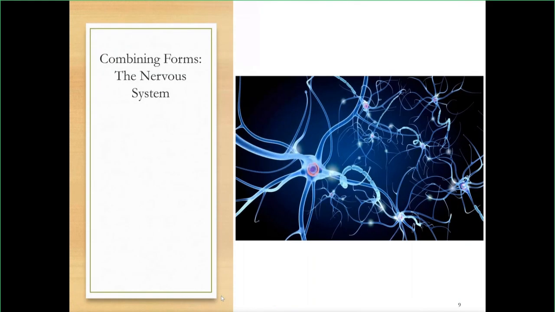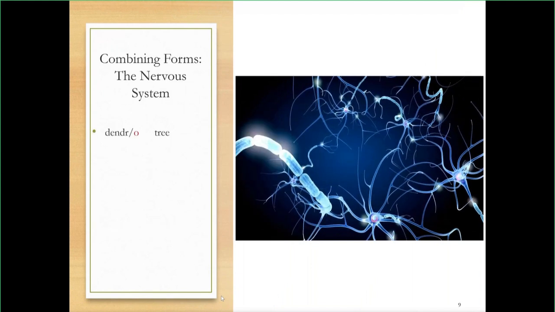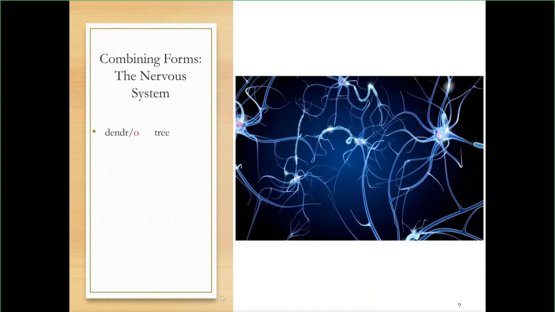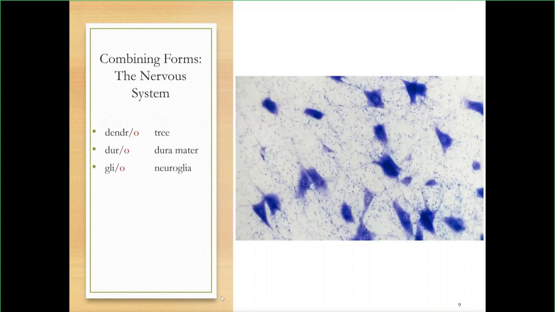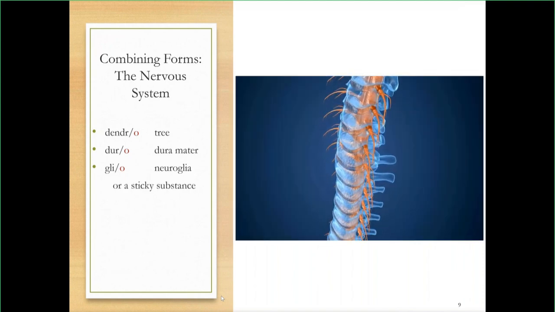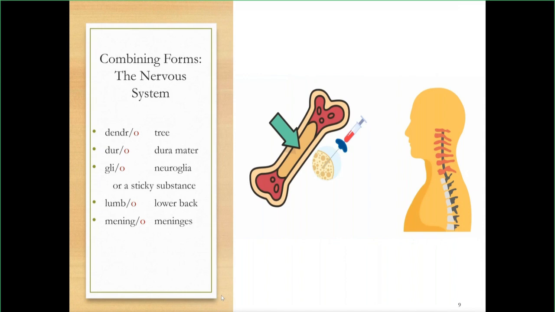Let's continue reviewing combining forms for the nervous system. Dendro means tree. Think of dendrites as branches of the nerve. Duro means dura mater. In German, it means tough mother; in medical terms, the outermost of the three meninges. Glio, as in neuroglia, means a sticky substance like glue. Lumbo pertains to the lower back. Remember the spinal nerves. Meningo means meninges, like the three coverings of the brain. And myelo means bone marrow or spinal cord.